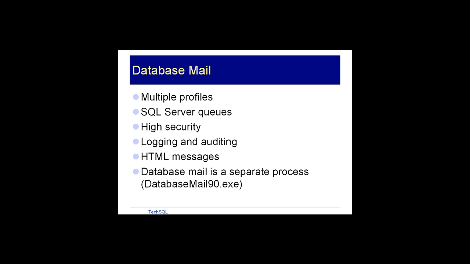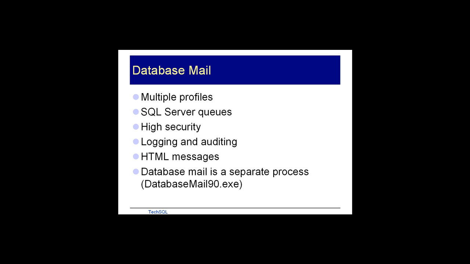SQL Server queues messages even when the external mailing process fails so that they can be sent out at a later time. It uses service broker architecture for achieving the same. High security. Users and roles have to be granted permission to send mail. Logging and auditing. The mails that are sent are logged in tables which can be queried later. HTML messages, attachment size regulations, file extension requirements, query results, etc. offers more flexibility in sending mails.